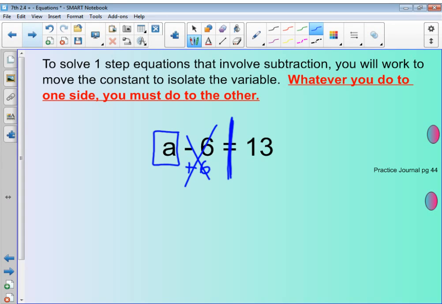Those zero out. Whatever I just did here, I have to do here. Okay, this is showing your steps. So I have A left over equals 13 plus 6 is 19. So A equals 19. If I want to check it, I can put 19 in there. 19 minus 6, yep, that does equal 13.